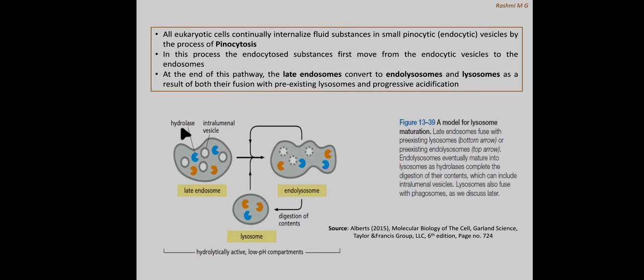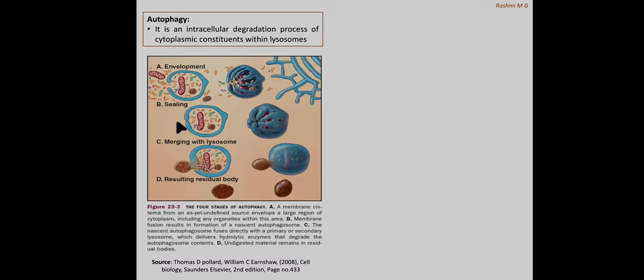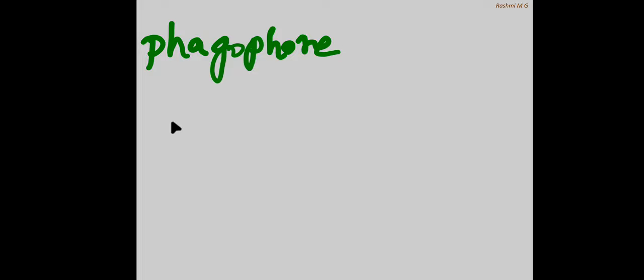And there is another one, autophagy. It is the intracellular degradation process of cytoplasmic constituents within the lysosome. How it happens: first there is the formation of the phagophore, which is a single membrane. Then it develops into an autophagosome. I'll write it in a diagrammatic way. First there is a phagophore, I'll write it as phagophore.